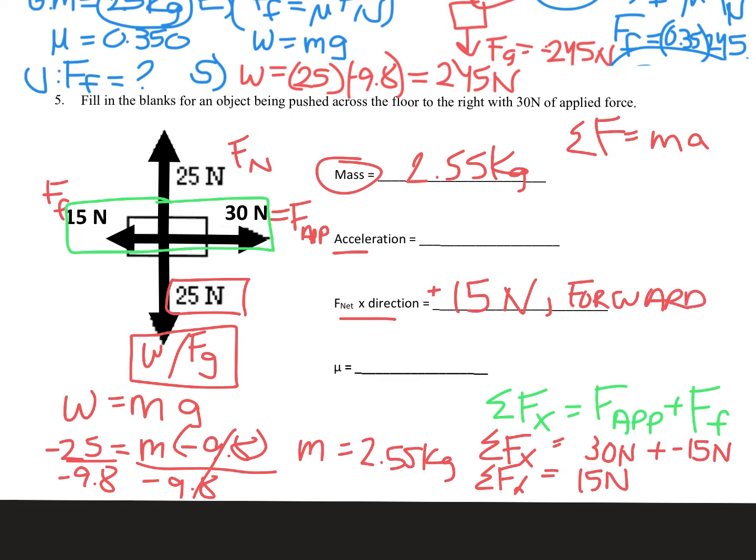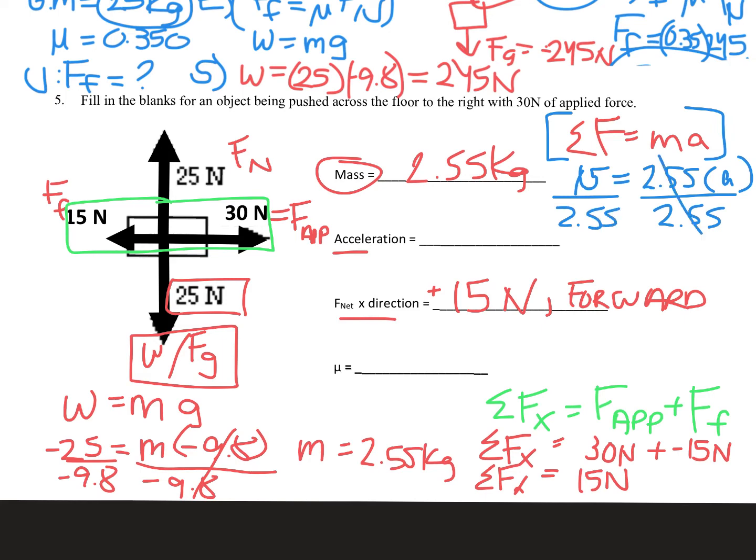Now that I have that, can I circle back to solving for my acceleration? And the answer is yes. My net force is 15. My mass, I figured out, is 2.55. Let me solve for acceleration just by dividing by 2.55 to both sides. Acceleration is going to be 15 divided by 2.55. And what I end up getting for an answer is about 5.88. So I'm going to put that in my acceleration, 5.88, and don't forget my units, meters per second squared.